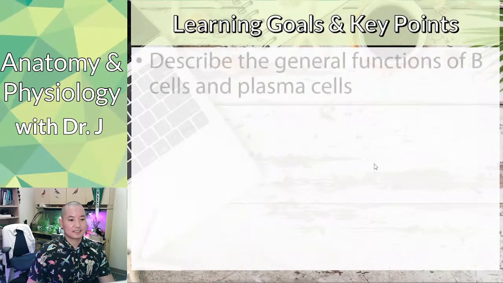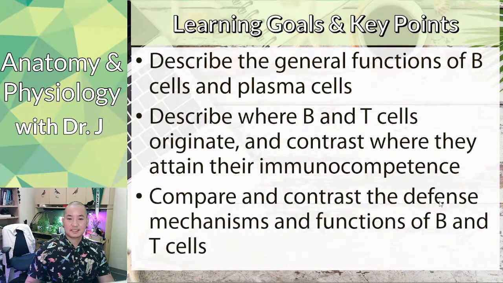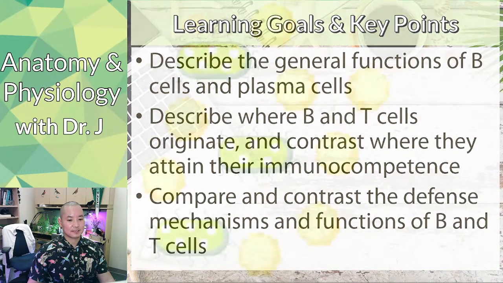Okay, next, here are the learning goals and key points. Basically just contrasting T cells and B cells. So T cells, the main ones I wanted you to know were the cytotoxic T cells, T helper cells, and those T regulatory cells. And contrast B cells. And B cells, I don't want you to go into the weeds too much with them, but know what plasma cells are, and also how B cells are very important for antibody production.